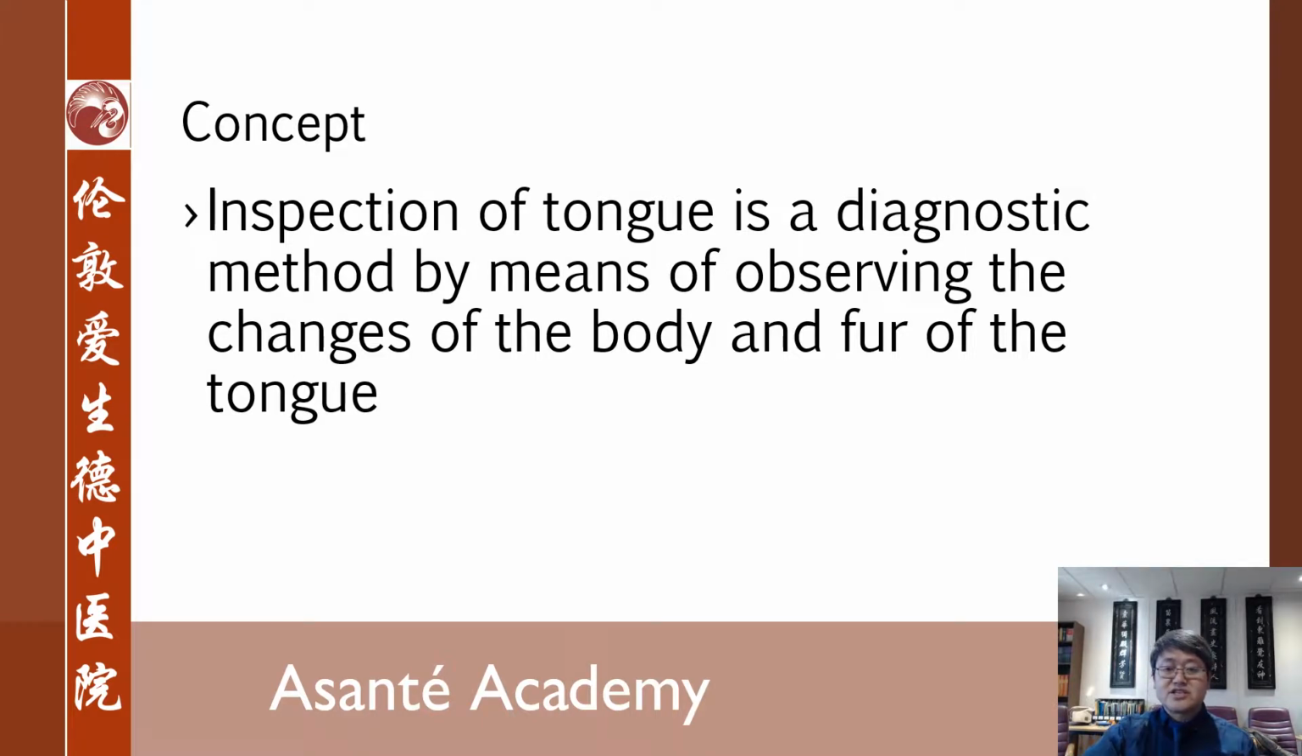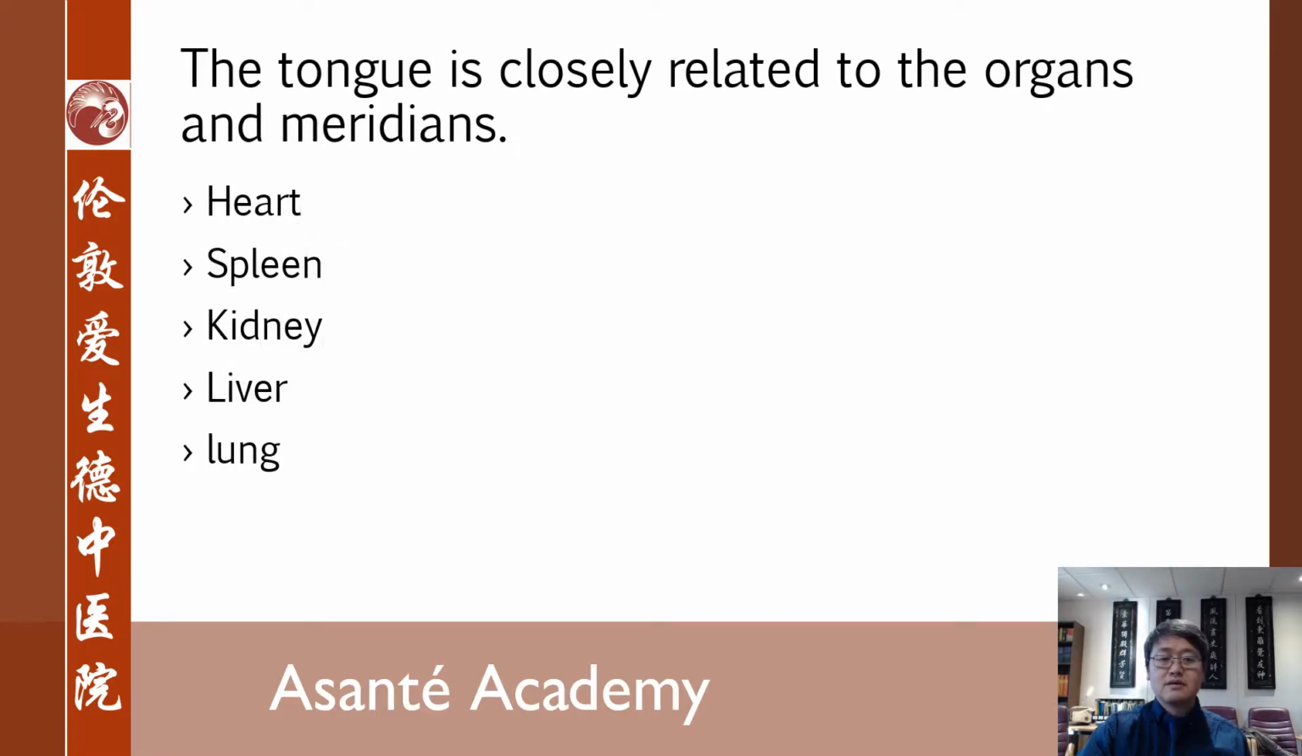Tongue inspection is a diagnostic method by means of observing the changes of the body and fur of the tongue. As we know, the tongue is closely related to the organs and the meridians, such as the heart, spleen, kidney, liver, and the lung. Now let's go through it one by one.